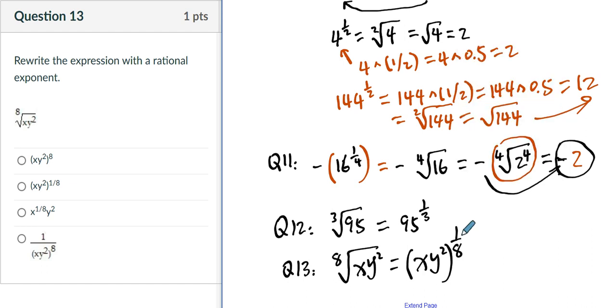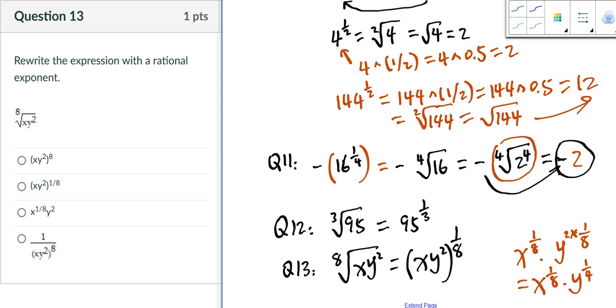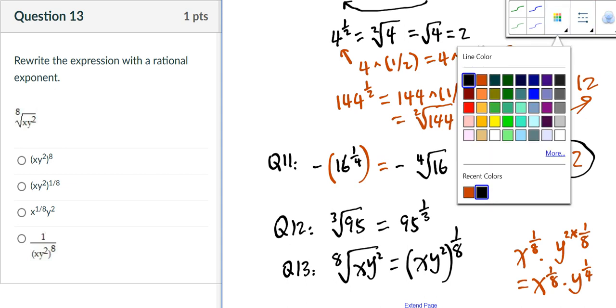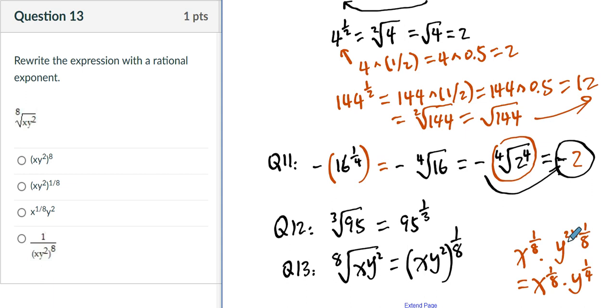Be careful with 1/8 on both x and y squared. That will be 2 times 1/8. Then here you get x to the 1/8 and y to the 1/4. Because 2 is really 2 over 1 here. And you can cancel the common factor 2, you got that.